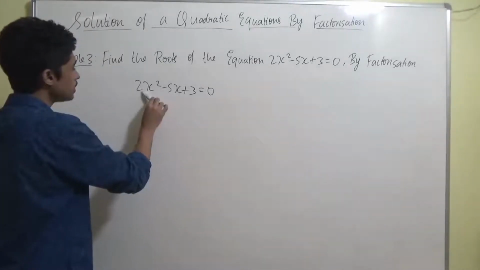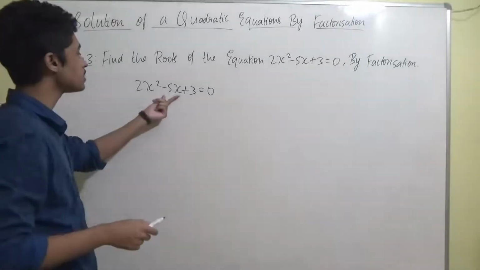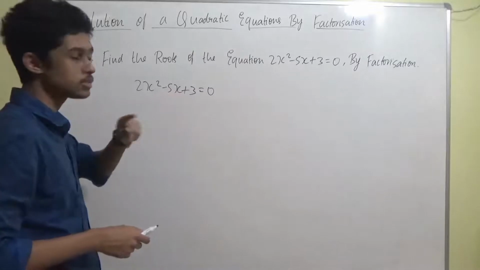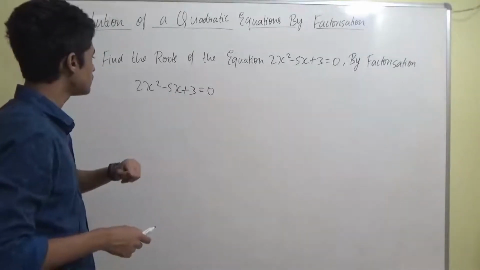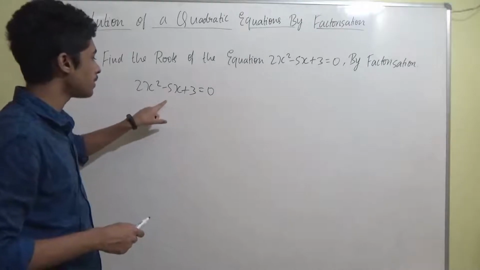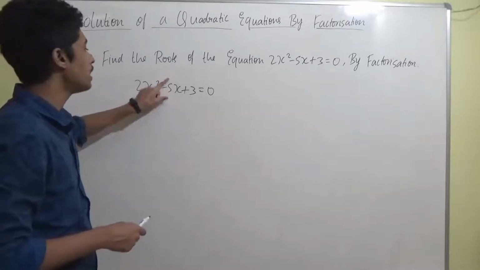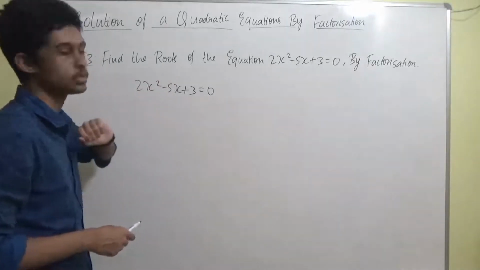If you see, 2 into 3 is 6, so it is 6x square. We have to split this in such a way that we get 6x square. There's only one way, right? That is 2x and 3x, with minus signs: minus 2x minus 3x will again give you minus 5x if you sum it up, and if you multiply them, you will get 6x square.